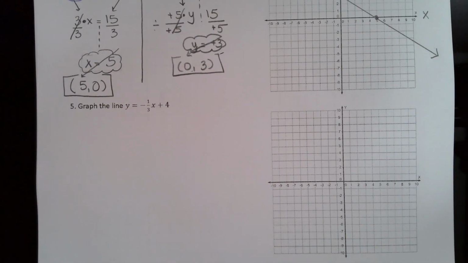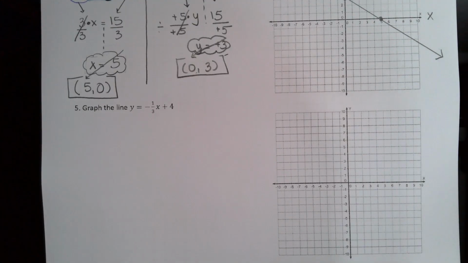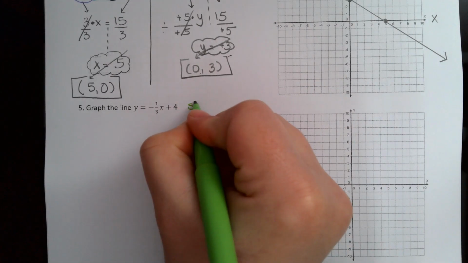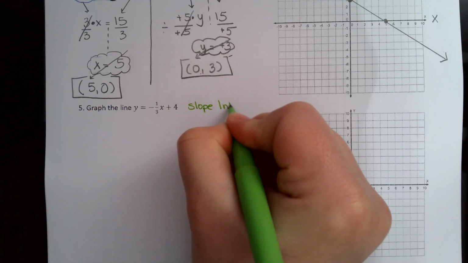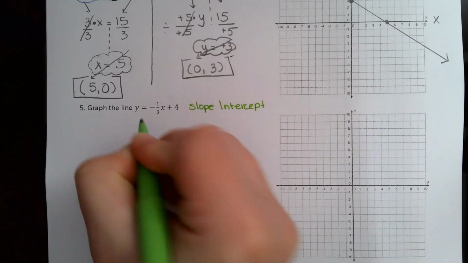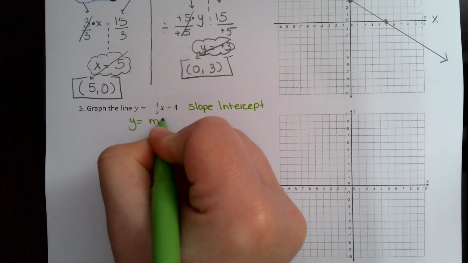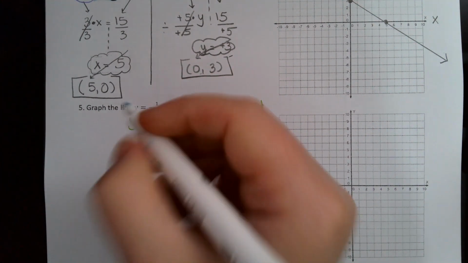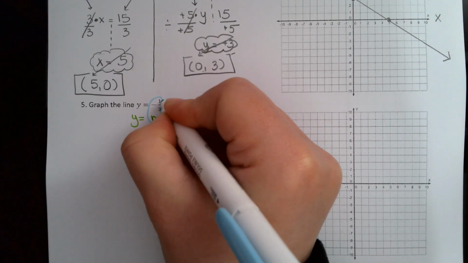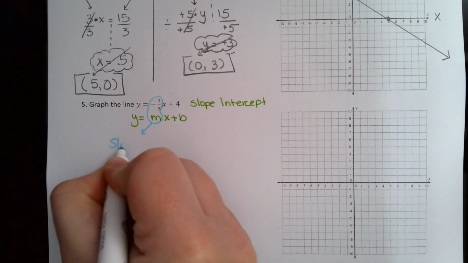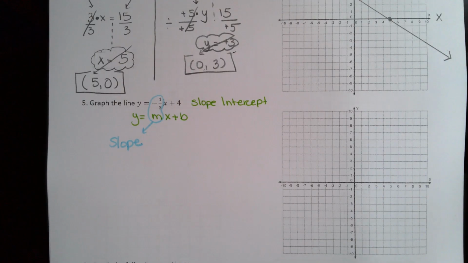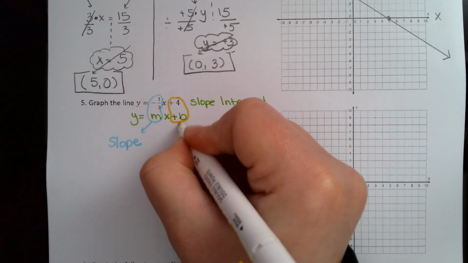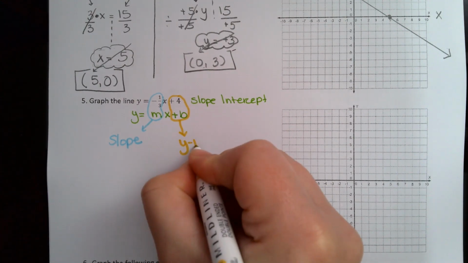Question number 5, notice, is not in standard form. This is called slope-intercept. This is our first encounter of slope-intercept. And we know this because this is y equals mx plus b. So we have two pieces of information. We have the number in front of x. This is our slope. And we have the number behind x, which is this positive 4, which is our y-intercept.